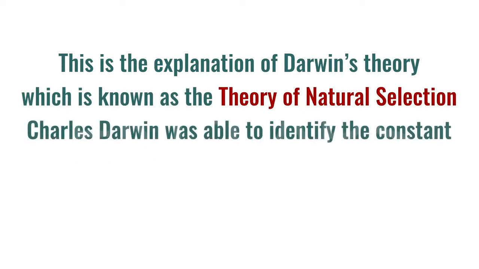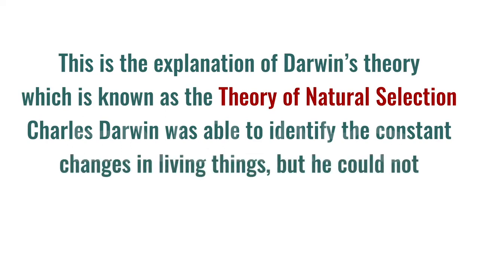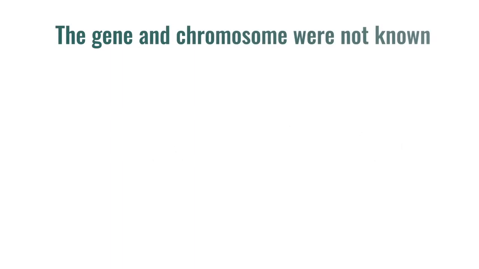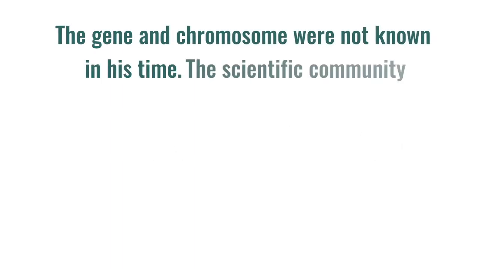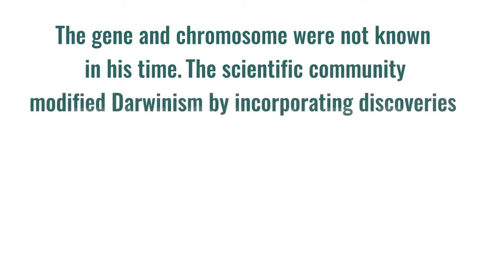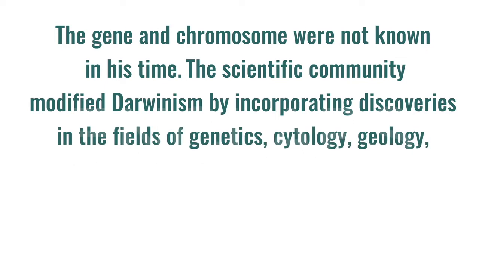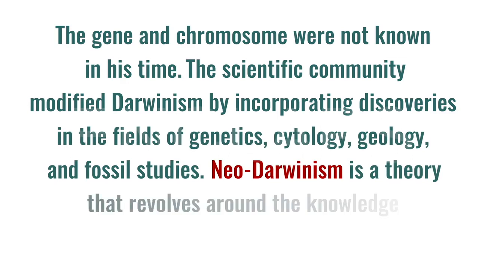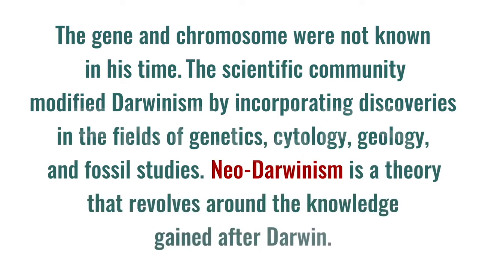Charles Darwin was able to identify the constant changes in living beings, but he could not explain how they occur. The gene and the chromosomes were not known in his time. The scientific community modified Darwinism by incorporating discoveries in the fields of genetics, cytology, geology, and fossil studies. Neo-Darwinism is a theory that revolved around the knowledge gained after Darwin.